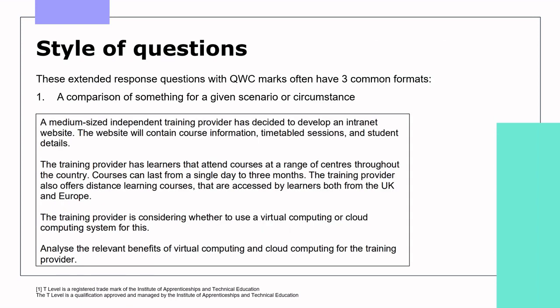So extended response questions are often asking for similar information, with 3 more common formats occurring. The first example is the comparison of 2 processes, systems, regulations, equipment, etc., for a given circumstance, with any response including justification for the choices made. An example of this question is being shown, where students need to compare the use of a virtual computing system and a cloud computing system for the context given.